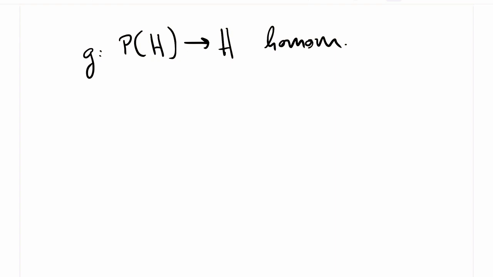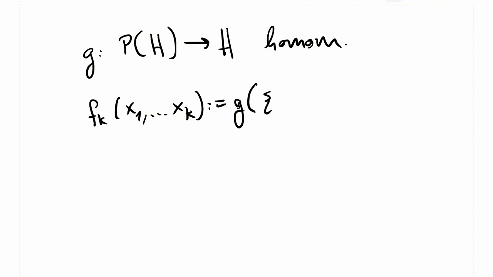Suppose g is our homomorphism from P of H to H. That's a homomorphism. And we have to produce the totally symmetric operations of arity k for every k. So how do we define fk of arity k? So fk with k arguments, we define it as naturally g of the set x1 up to xk.